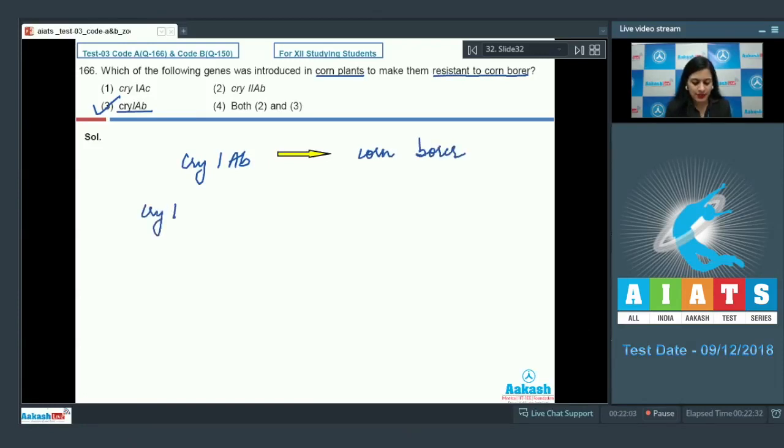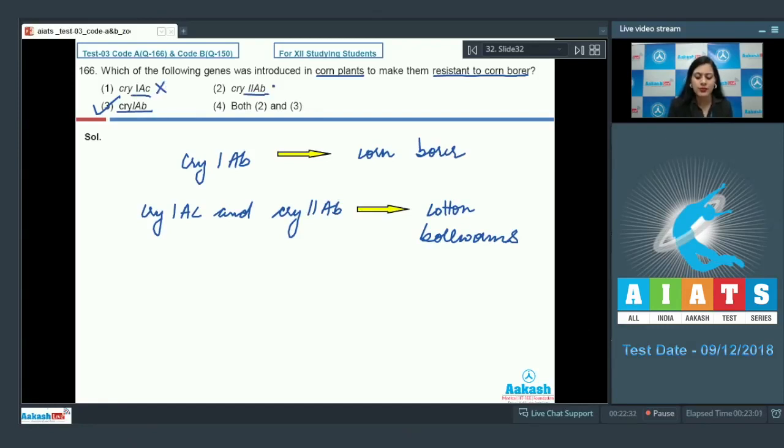whereas genes like XI1AC and XI2AB make the crop resistant to cotton bollworms. So the correct answer for this question is option number 3, whereas option number 1 and option number 2 cannot be correct answers, because these genes were introduced in cotton plants to make them resistant to cotton bollworms rather than corn borer. So the correct answer for this question is option number 3. Let's proceed to the next question.